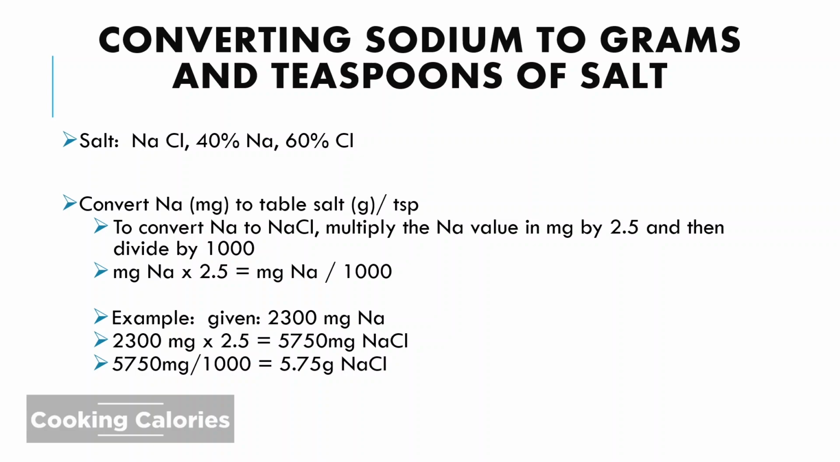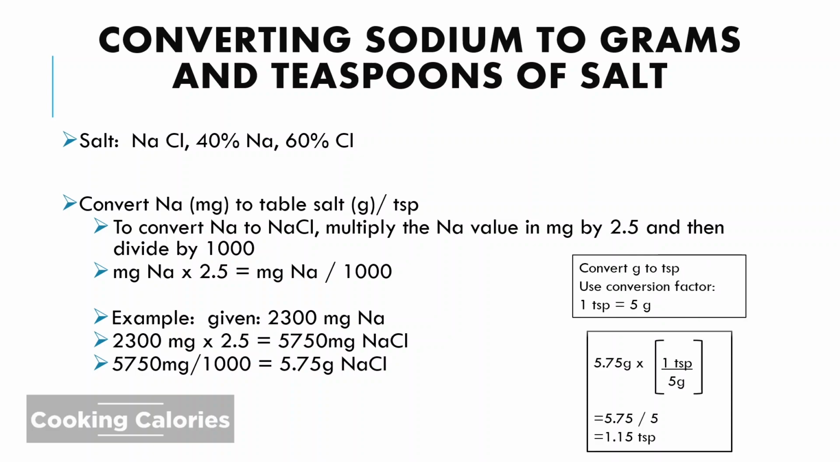Then to convert grams to teaspoon, use the following conversion factor: 1 teaspoon is equivalent to 5 grams. So it's going to look like this, and then we just have to cancel the grams. Then multiply 5.75 by 1, then 5.75 will be divided by 5. Therefore, 2,300 milligrams of sodium is equivalent to 5.75 grams of salt or 1.15 teaspoon of salt.